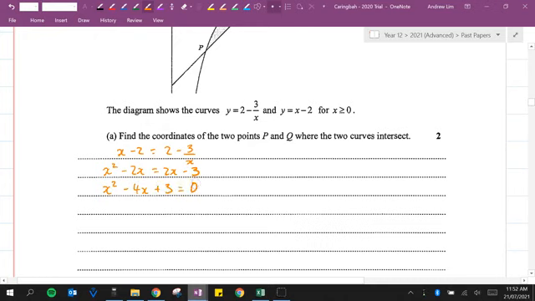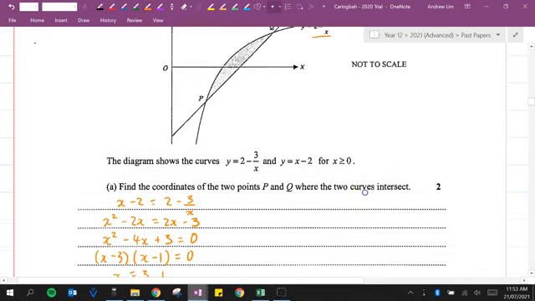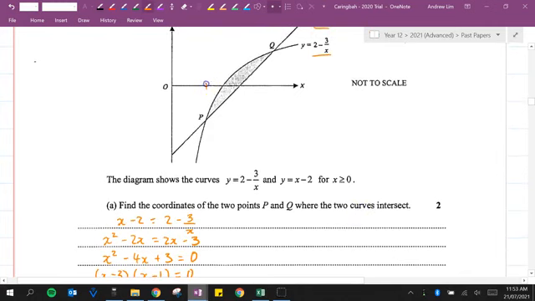And now I can factorize. x minus 3, x minus 1 is equal to 0. So x has to equal 3 and 1. We can see here that this point here is when x is 1, and this point here is when x is 3. So we know that P is 1 something, and Q is 3 something. Let's work out what those are.